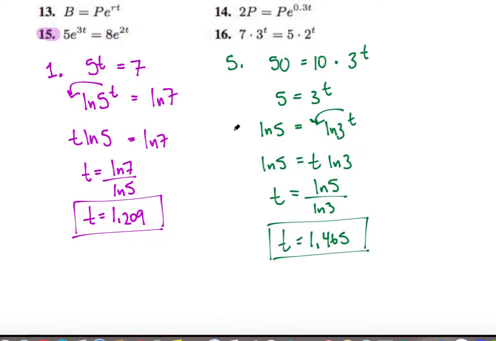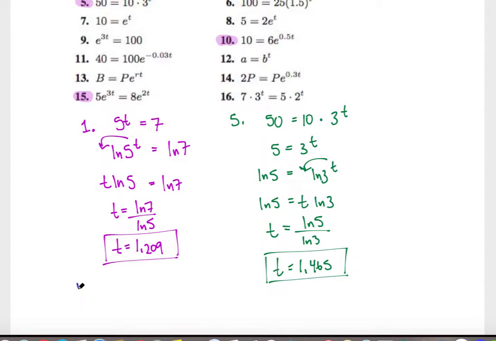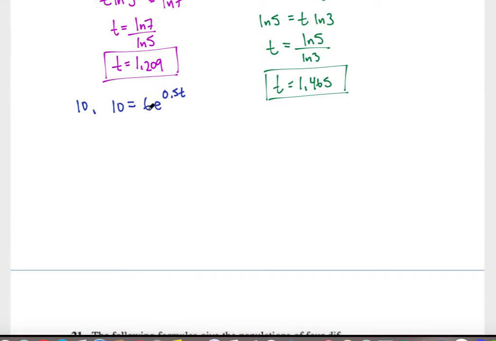So moving on. Number 10. So we have 10 is equal to 6e to the 0.5t. So for this, I'm going to start by dividing both sides by 6 to get the exponential by itself. So I have 10 divided by 6, which is 1.666667. So I'll just write that as 1.667 for now, is equal to e to the 0.5t.